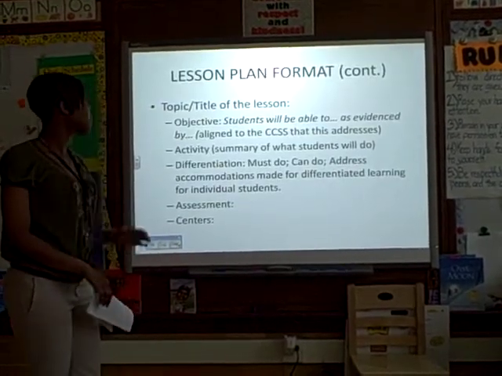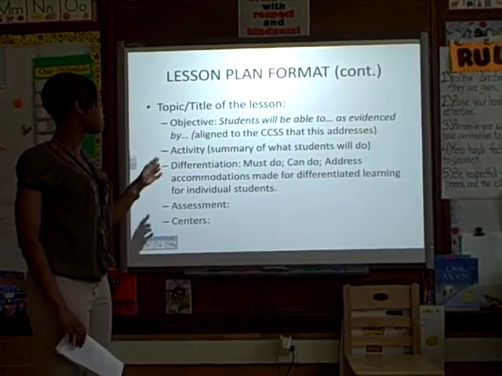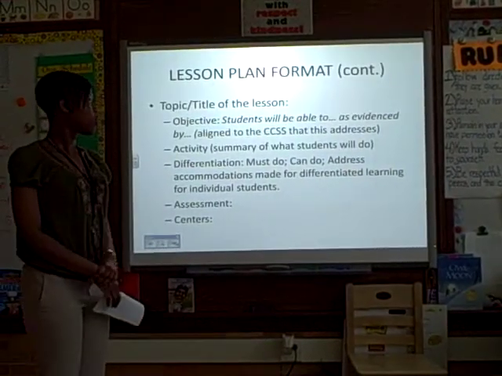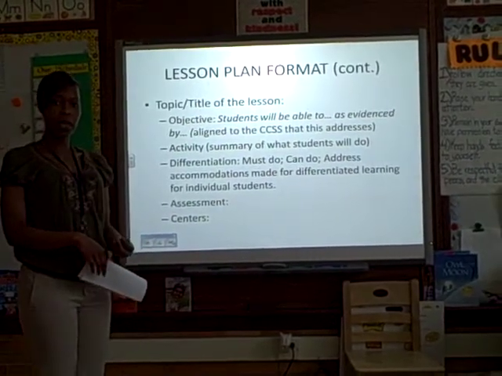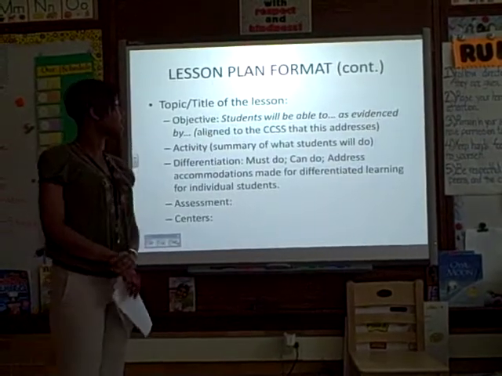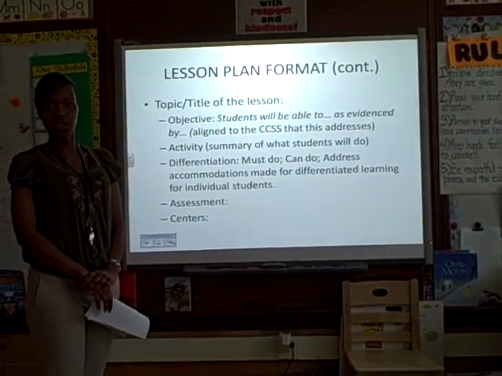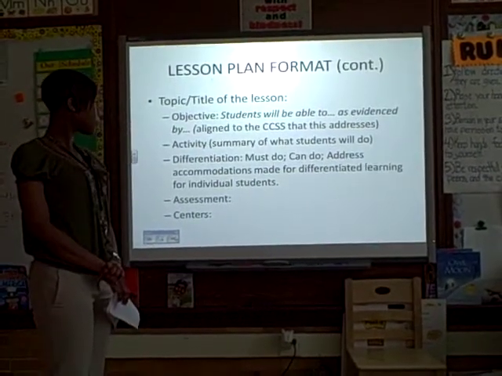Then you want to go into the topic or title of the lesson. Now when you list that, you're going to include the objective. So what is it students will be able to do? How is that going to be evident? What is the evidence to show that they've learned it? And then you're going to align it with the Common Core State Standard. So in parentheses, you just write the Common Core State Standard.